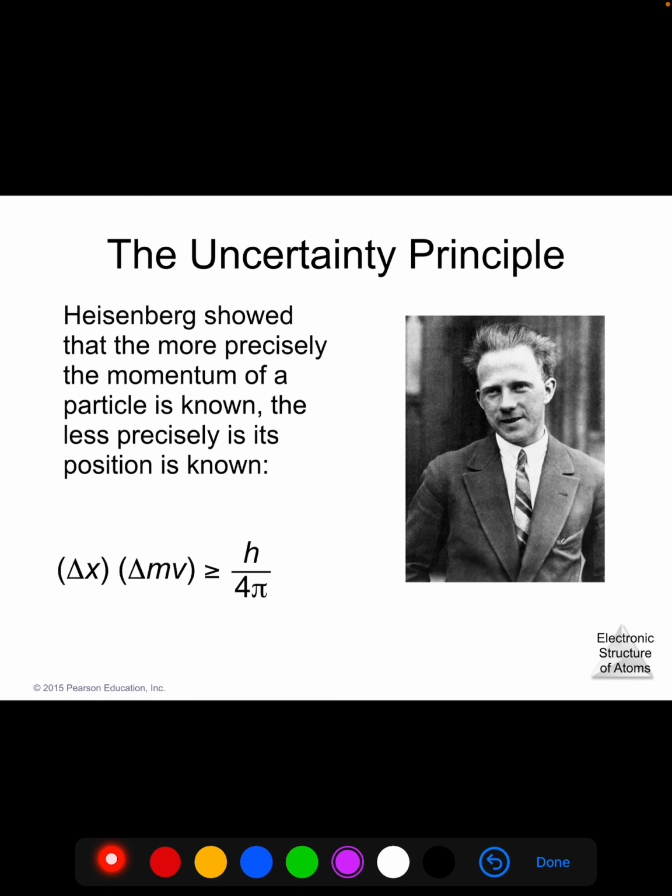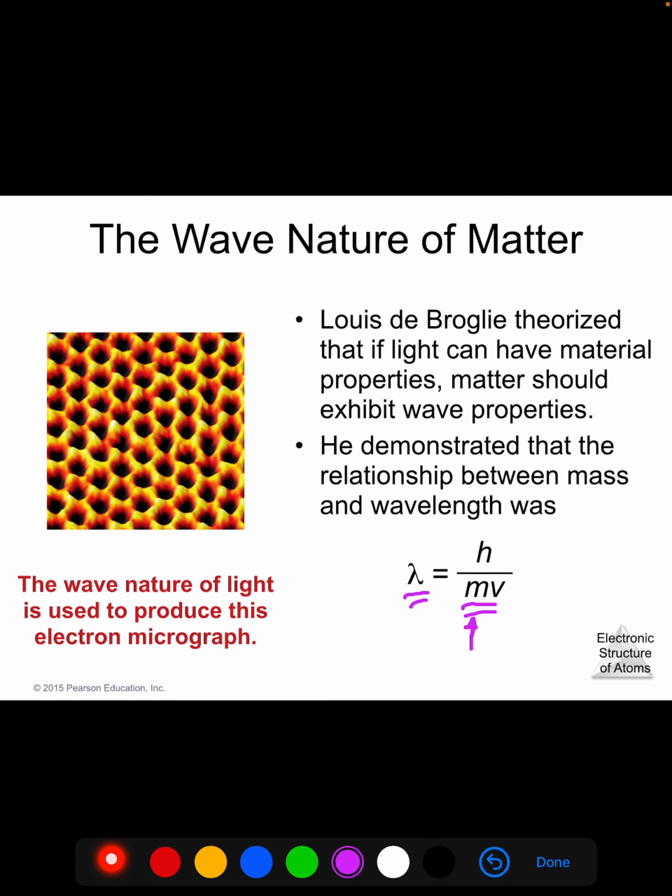So, Heisenberg, and we're just going to mention these people because of the contributions they made to our understanding of the atom. This says that our electrons have both a wave and a particulate nature. They behave like waves sometimes when you look at them, and they behave like particles other times. Okay?